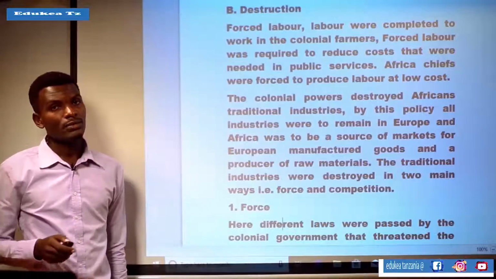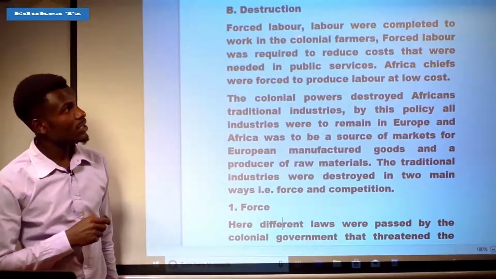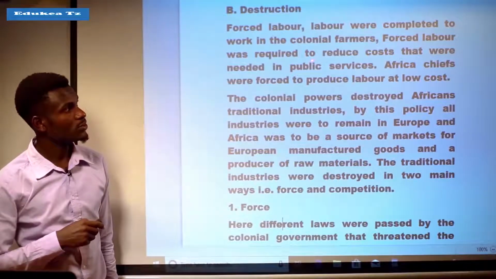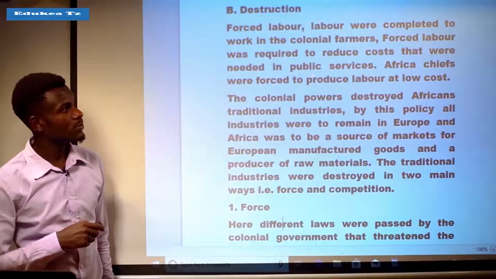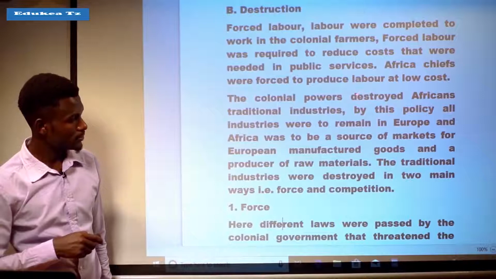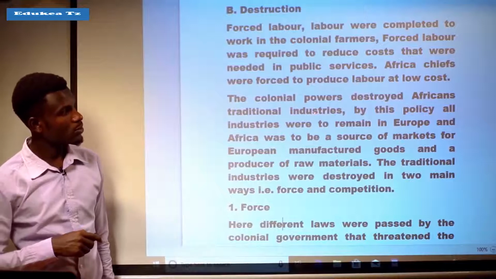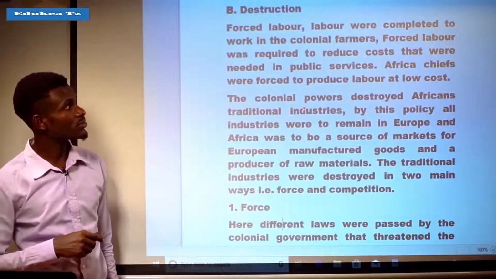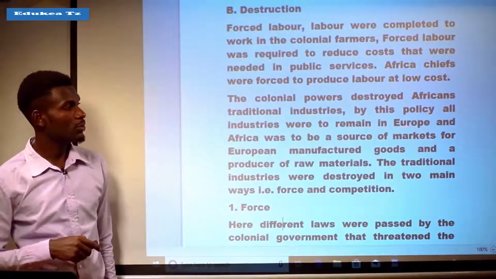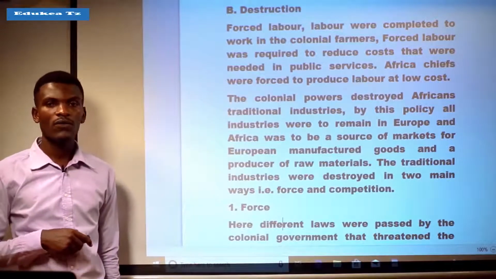So let us see the second method, which was the extraction method. It means that forced labor was compelled to work on the colonial farms. Forced labor was required to reduce costs that were needed in public service. African chiefs were forced to produce labor at a low cost. So it means that the colonial powers destroyed African traditional industries. By this policy, all industries were to remain in Europe, and Africa was to be a source of market for European manufactured goods and a producer of raw materials.